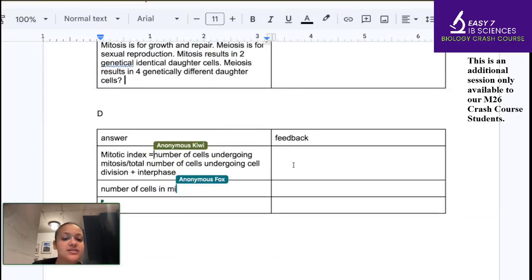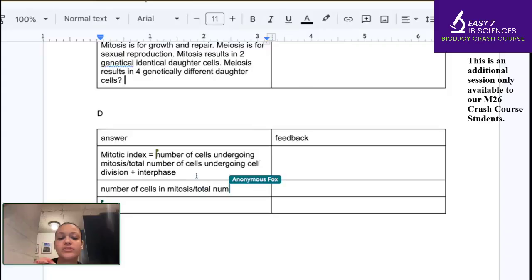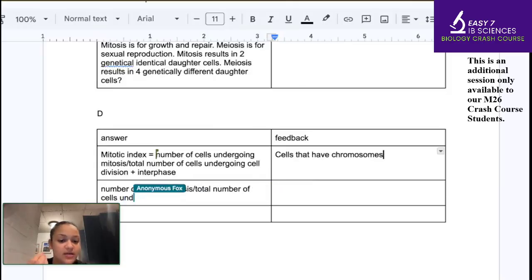So mitotic index, it's the number of cells undergoing mitosis, absolutely, divided by the total number of cells undergoing mitosis plus interphase. Yes, I love that you guys made that distinction. And how do you calculate it, guys? You have to look at what cells that have what visible under the microscope. Cells that have chromosomes. Okay, that's what you're looking at. Okay, and how do you know that cells have chromosomes? Well, you can see them because they stain under the microscope.